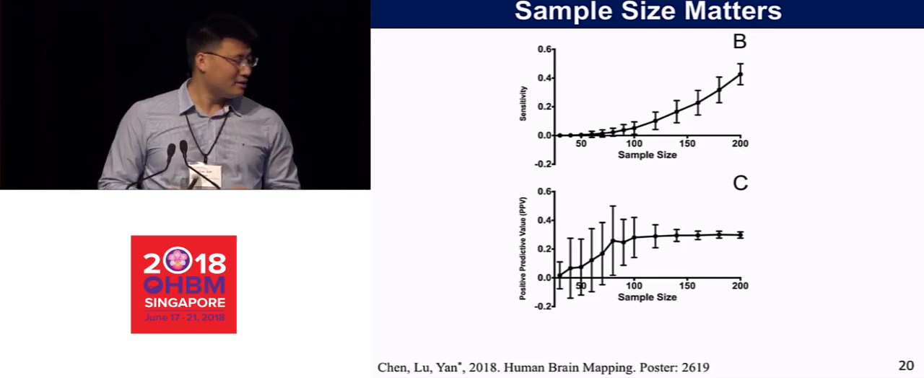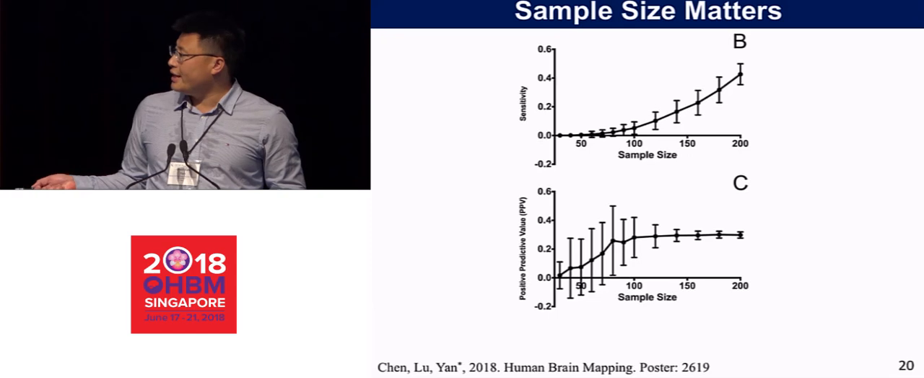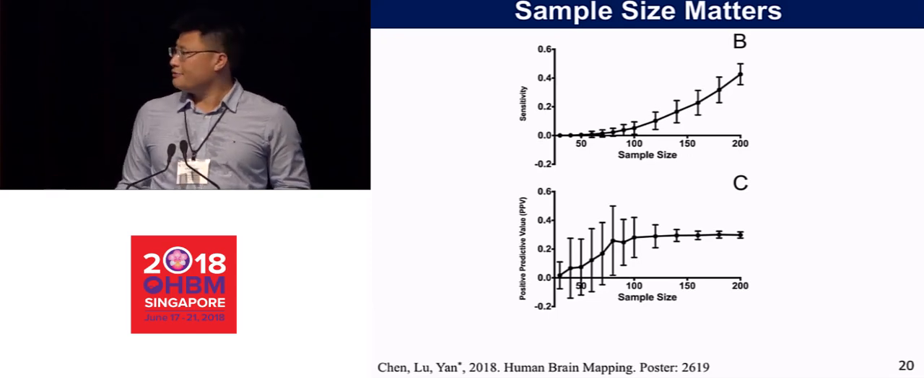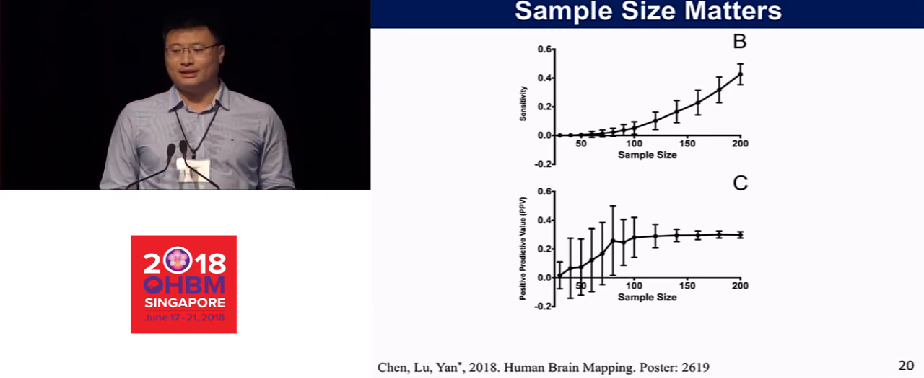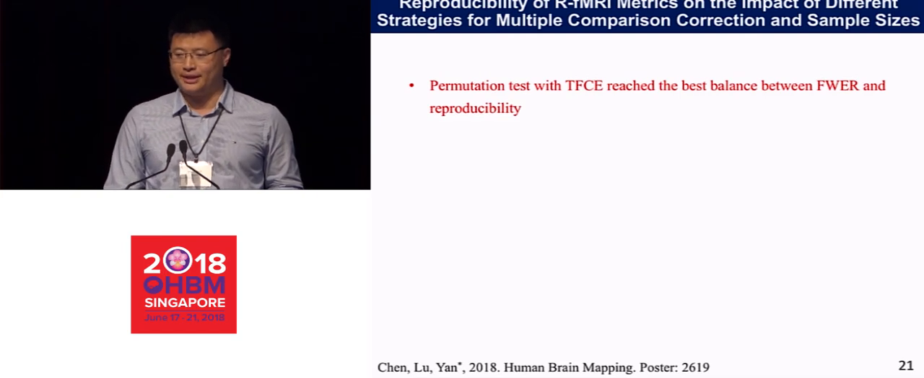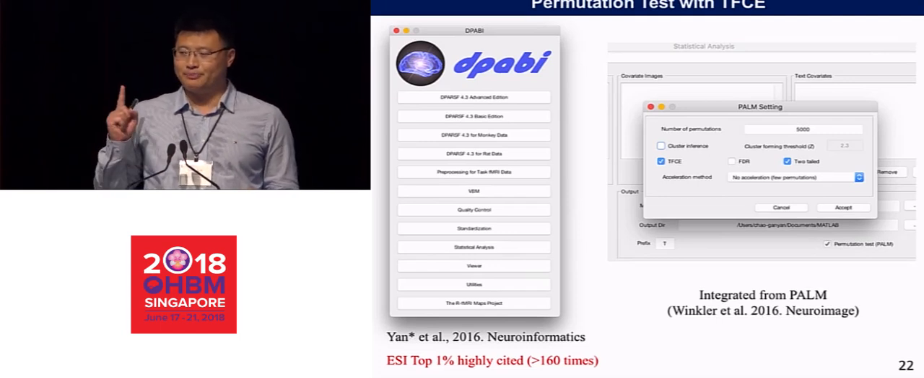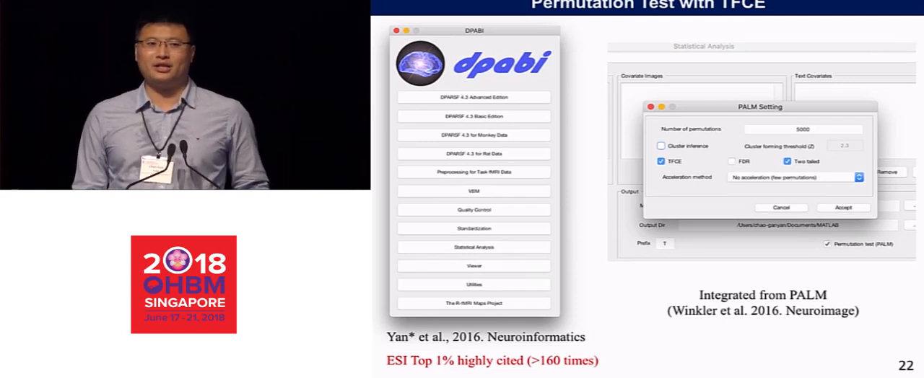Yeah. Okay. So actually, they are increased with the sample size, but for those with a very small sample size, the positive predictive value is very small, so it seems it doesn't reflect the true effect. Okay, so the permutation test itself seems can reach the best balance between FWER and the reproducibility, and not too many people are using that. One reason is it is pretty strict. Second, maybe it's complex to use.